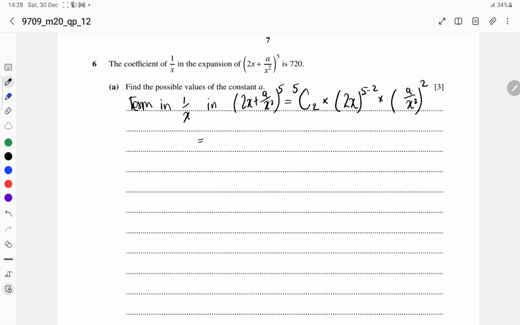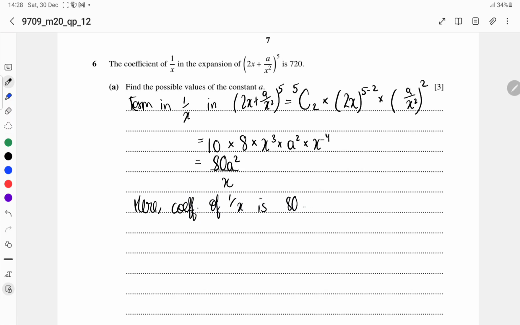So what does this give us? What's the value of 5C2? Let me just find out. I think it's 10, right? So it's 10, and then 2 to the power 3, which is 8, and then we can write it as x cubed into a squared into x to the power minus 4, right? So 10 into 8, 80a squared, 80a squared over x, right? So here the coefficient of 1 by x is 80a squared.